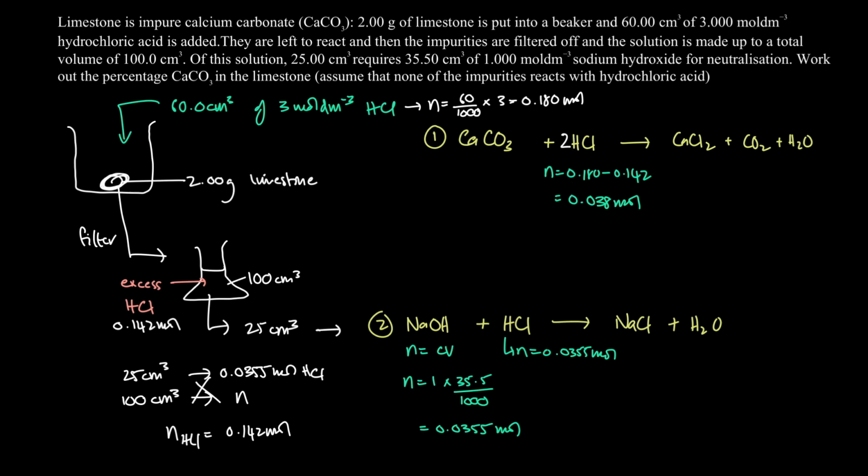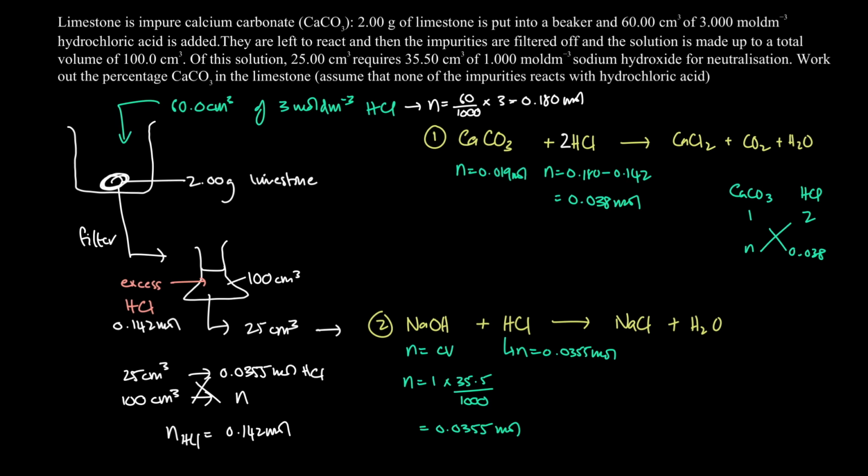So from that we know that for every 2 moles of HCl, we're going to have 1 mole of calcium carbonate, since calcium carbonate and HCl react in a 1:2 ratio. So if I have 0.038 moles of HCl, how many moles of calcium carbonate do I have? I have half as many. So that comes out to 0.019 moles.